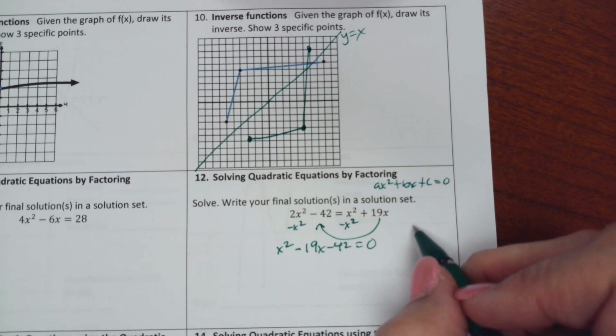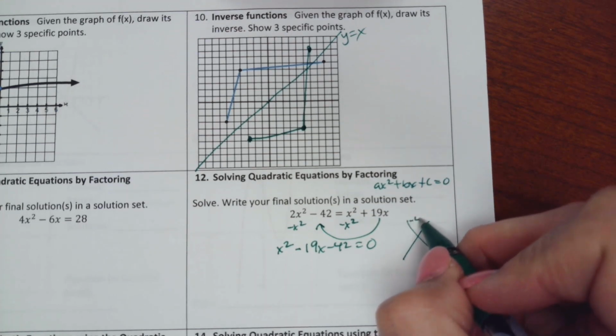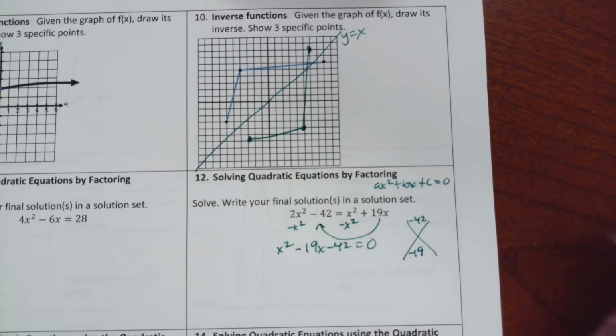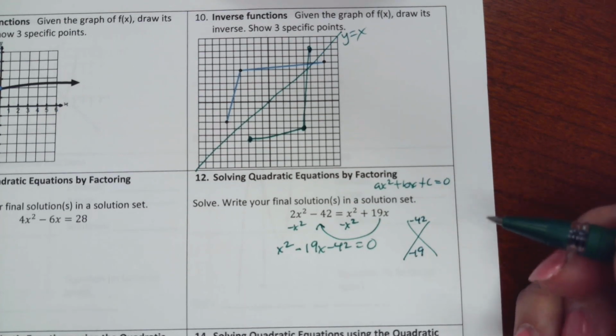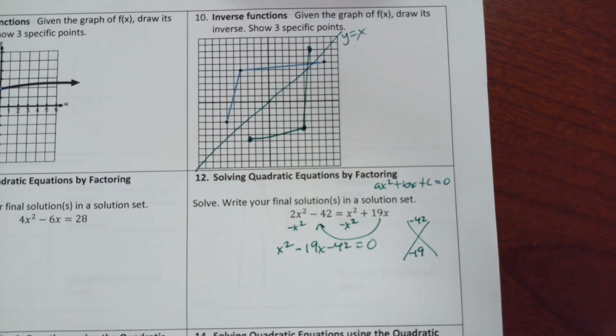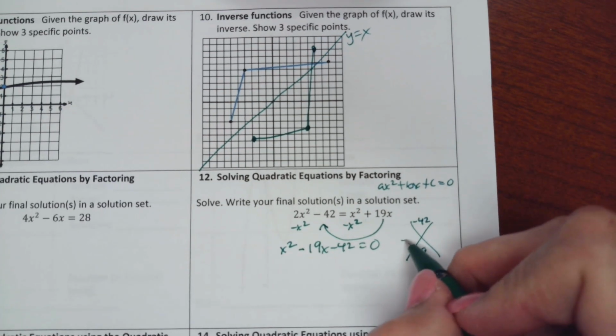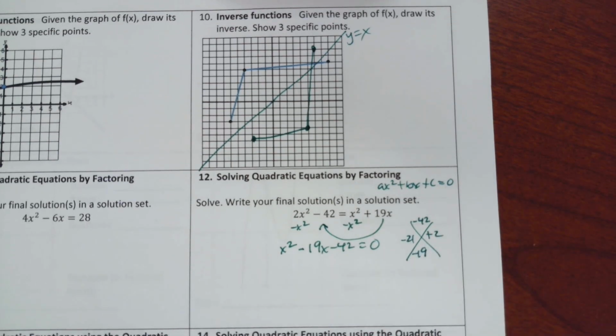Okay. All right, what multiplies to -42 and adds to -19? So I think we'll do 21 times 2, negative 21 plus 2.